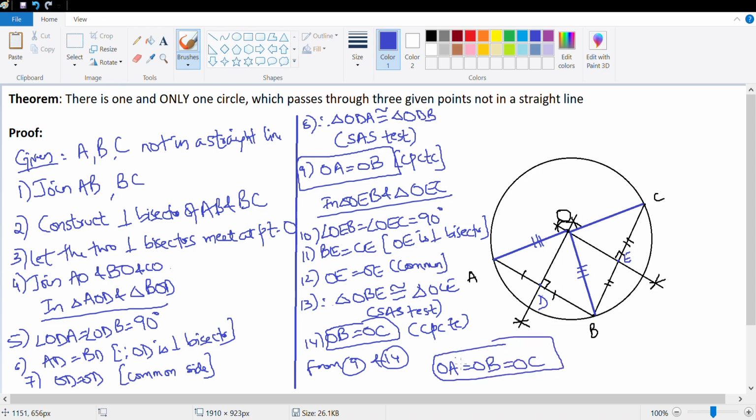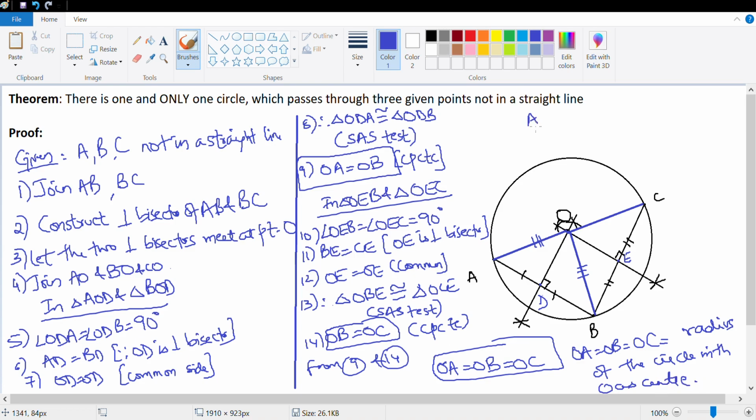means O is the center of the circle and OA, OB, OC are the equal radii, right? And since the perpendicular bisectors will meet only at one point, there can only be one center. So OA is equal to OB is equal to OC is equal to the radius of the circle with O as center.